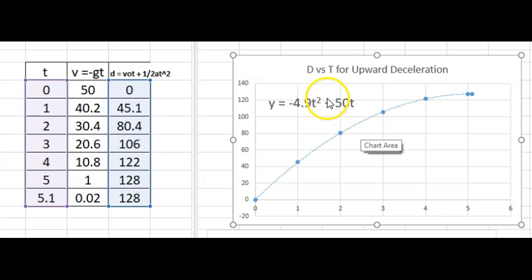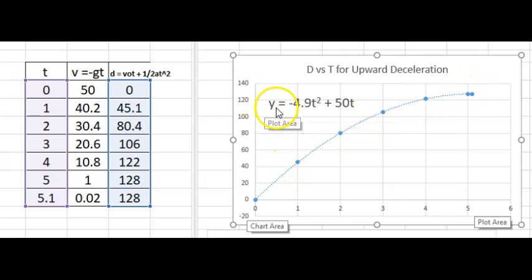Here is the graph of d versus t for upward deceleration. When you throw an object into the air, it slows as it climbs in its ascent. The t is on the x-axis, the d is on the y-axis, and you can see that this curve is half the parabola, and it is a slope that is decreasing until it is flat at this spot right here, which means that it slowed and slowed until it stopped. The equation is y equals minus 4.9 t squared plus 50t. The 50 is the v0, and the 4.9 is the 1/2 of acceleration.